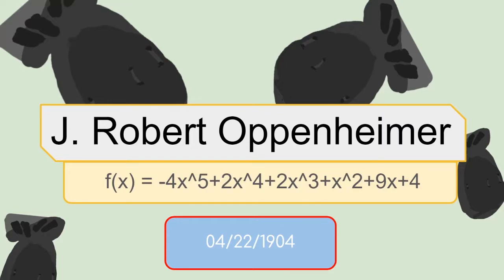The scientist of my choice was J. Robert Oppenheimer. His birthday was the 4th of April of 1904, thus making his polynomial equation f of x equals negative 4x to the power of 5 plus 2x to the power of 4 plus 2x to the power of 3 plus 9x plus 4.